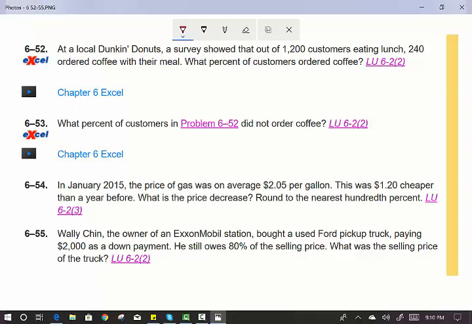Okay, number one, the question is what percent? So I know I'm going to be solving for the rate. And rate is on the right, part is on the top, and base is on the bottom. If I cover up the rate, that's equal to part divided by base. So I know I'm going to be solving for the rate, and the total number of people shows that there's 1,200 customers. So 1,200 customers is going to be the base.